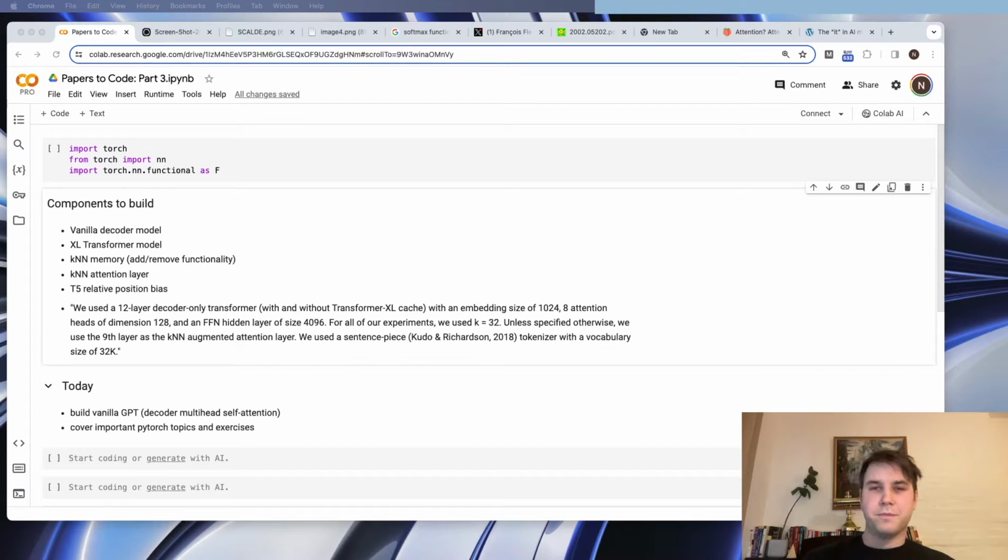Hello and welcome back. Today I want us to build a toy version of GPT. So if we recall what we have to build for memorizing transformers, we have XL transformer layers, KNN attention layers, relative position bias, but really the best first step is to build a vanilla decoder model. And what this looks like is a GPT-like block.